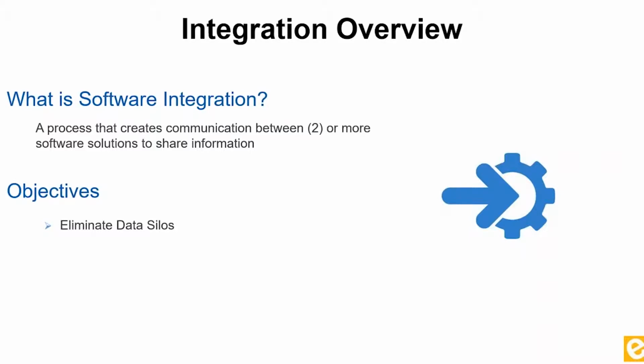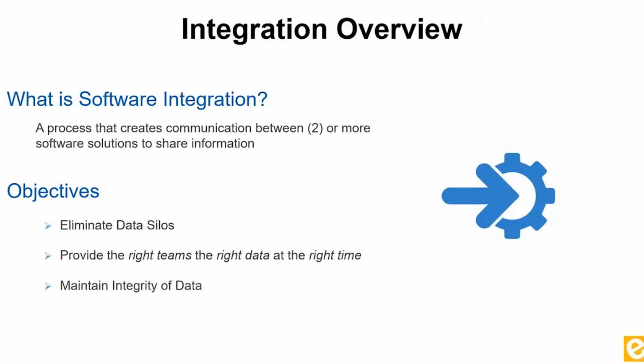So our objectives when we're doing integration, first is we want to eliminate data silos. I'm sure you're tired of me saying that phrase data silos, but it's important. Eliminating those data silos gets the information to the right people. We want to provide the right teams the right data at the right time. And by doing this, now we can make informed decisions that help us build the project the most efficient and right the first time.